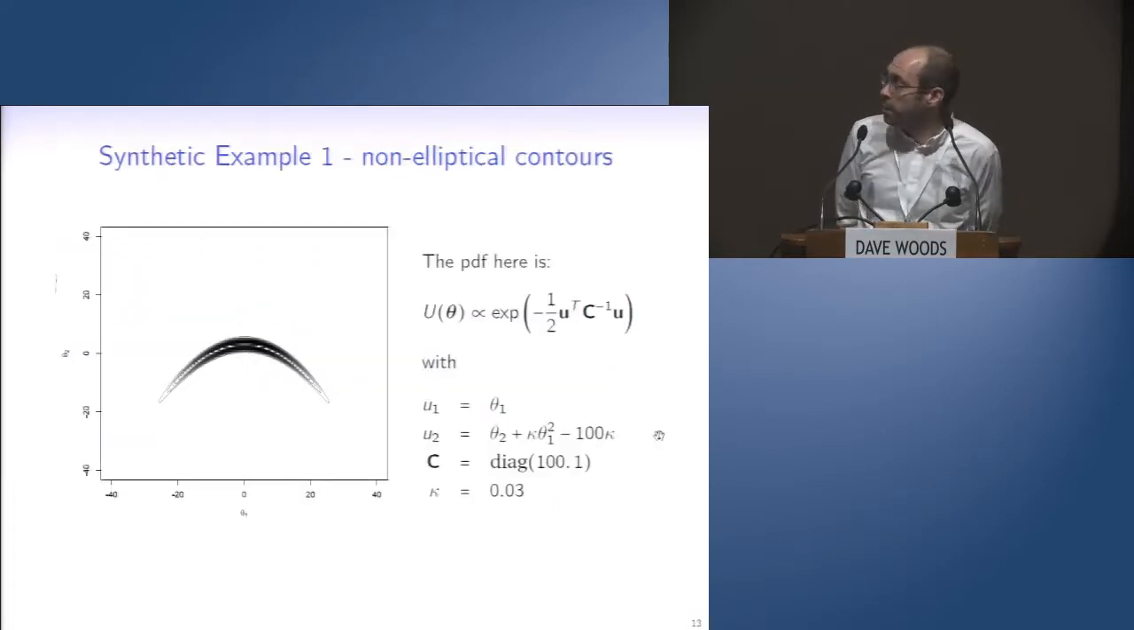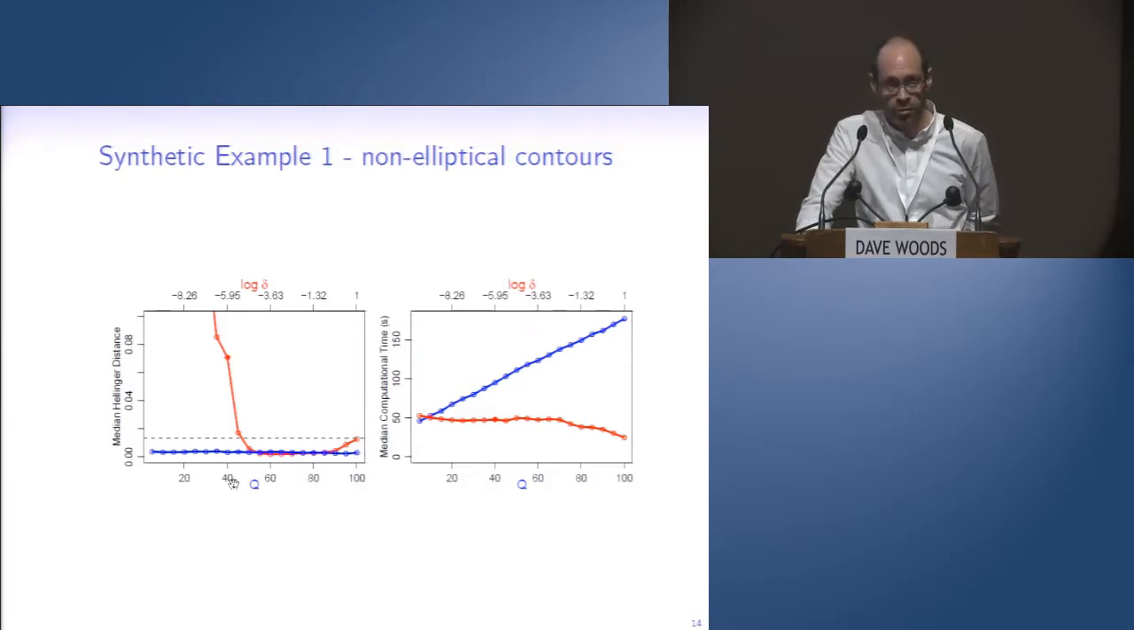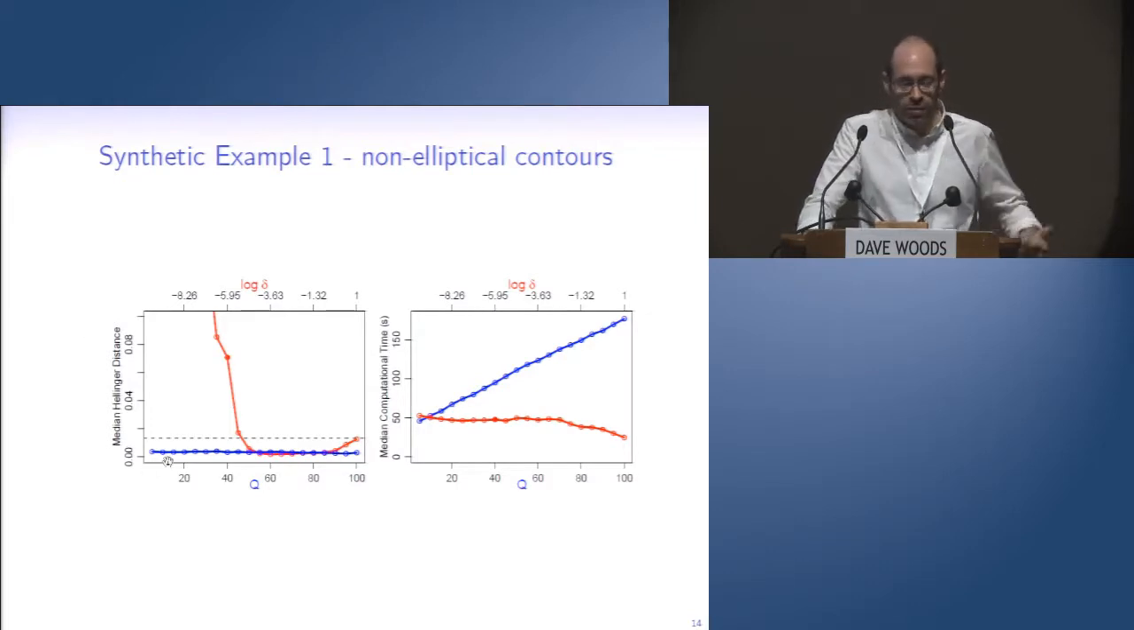So this is our first example, the banana-shaped PDF that we're trying to sample from. And these plots show us our results. So here, this axis gives us the degree of thinning, the number of iterations that we discard, or the number of iterations between those we accept. And this gives us the value of log delta for the HMC. And then here we have the median Hellinger distance across our 100 iterations. So the blue are the results from our method using Gibbs sampling.